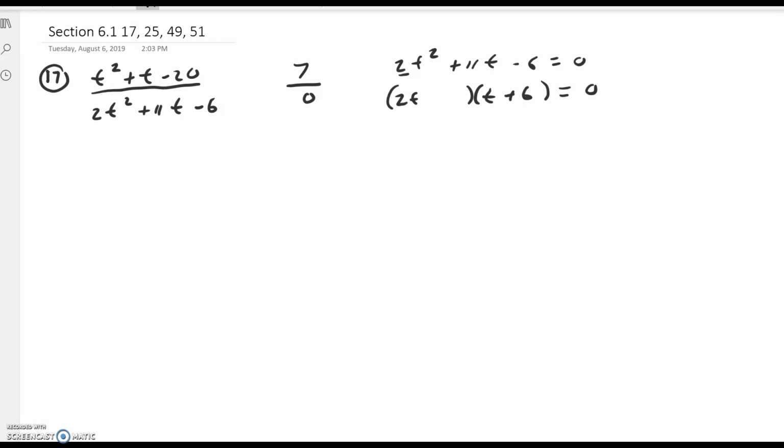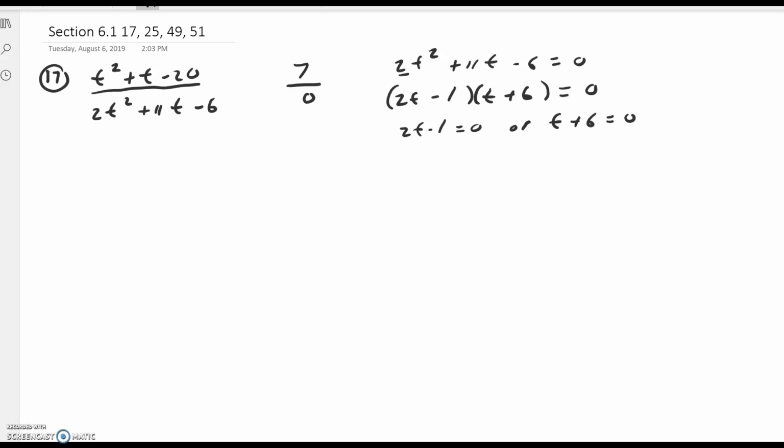I think I can see it coming. If I put a plus 6 here and a negative 1 here, let's see if that in fact checks. 2t times t is 2t squared, negative 1 times 6 is negative 6. 12t, take away 1t is 11t. So 2t minus 1 can equal 0, or t plus 6 can equal 0.